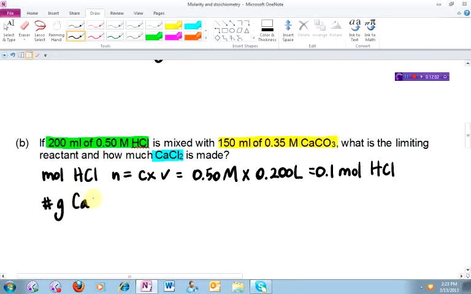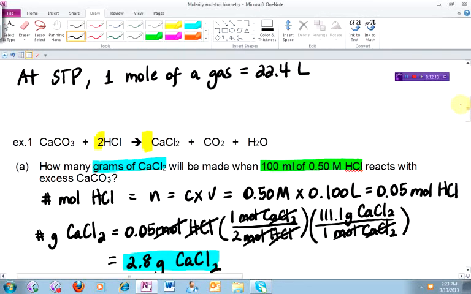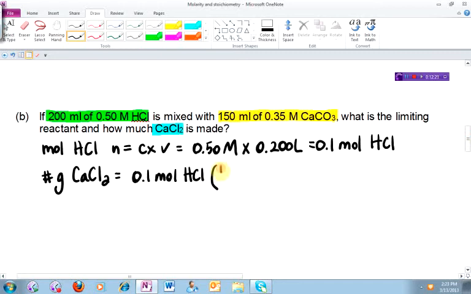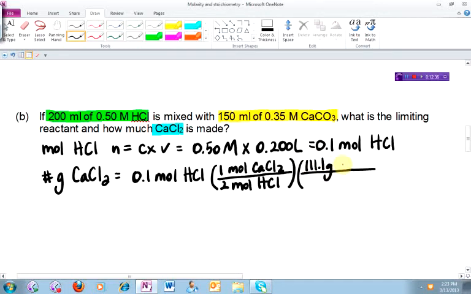So number of grams of calcium chloride is equal to 0.1 moles HCl. Going back to our equation, looking at the mole ratio again. So our mole ratio is 2 to 1. So we'll plug that in just like we did in the previous example. And then we have to use our molar mass, which we calculated in the previous example, so 111.1 grams.